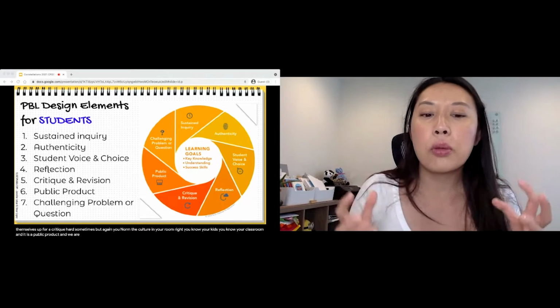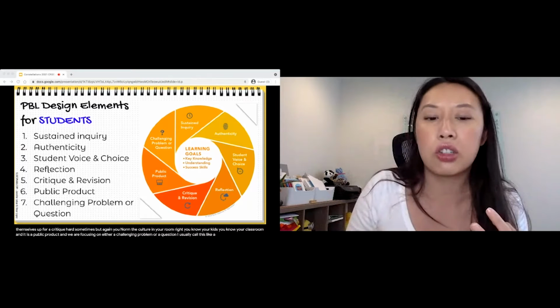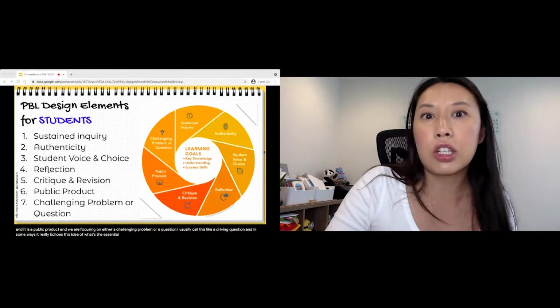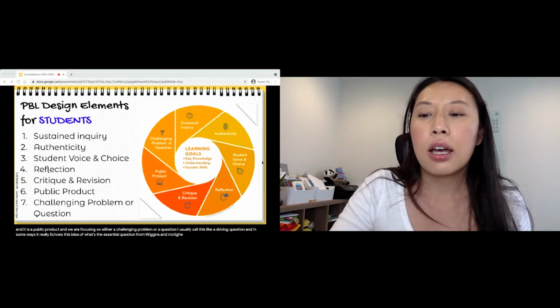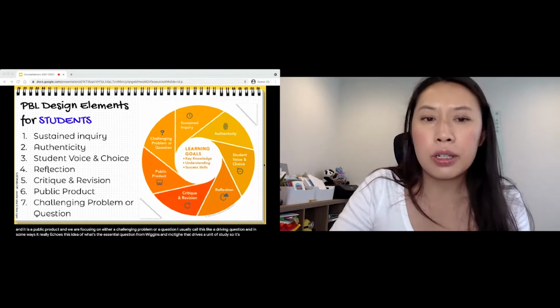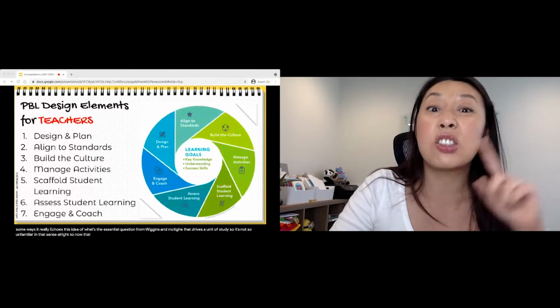And we are focusing on either a challenging problem or a question. I usually call this a driving question. In some ways, it really echoes the idea of the essential question from Wiggins and McTighe that drives a unit of study. So it's not so unfamiliar in that sense.